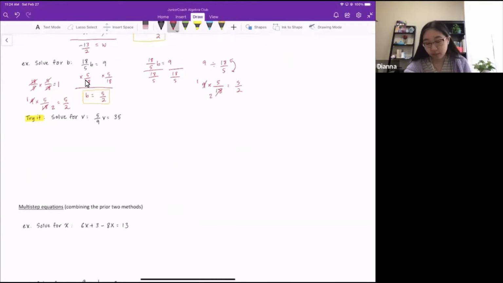Okay, so there's another poll problem, and in this case, we're solving for V. It's another fraction problem, so it's exactly the same approach as the last one that we just did. So 5/9 V equals 35. And I'll launch the poll. Take your time. I'm not going to rush you or anything. Let me launch it. Okay, and take your time, try to do the question.